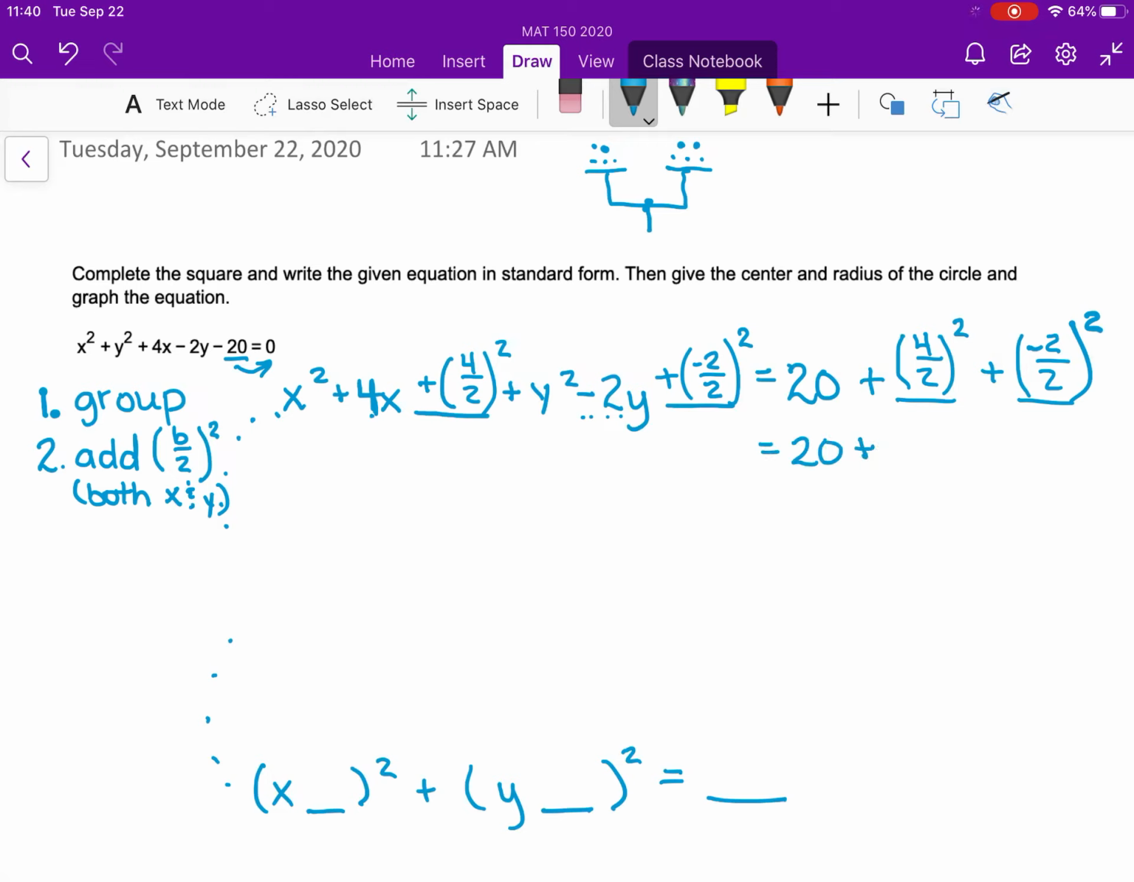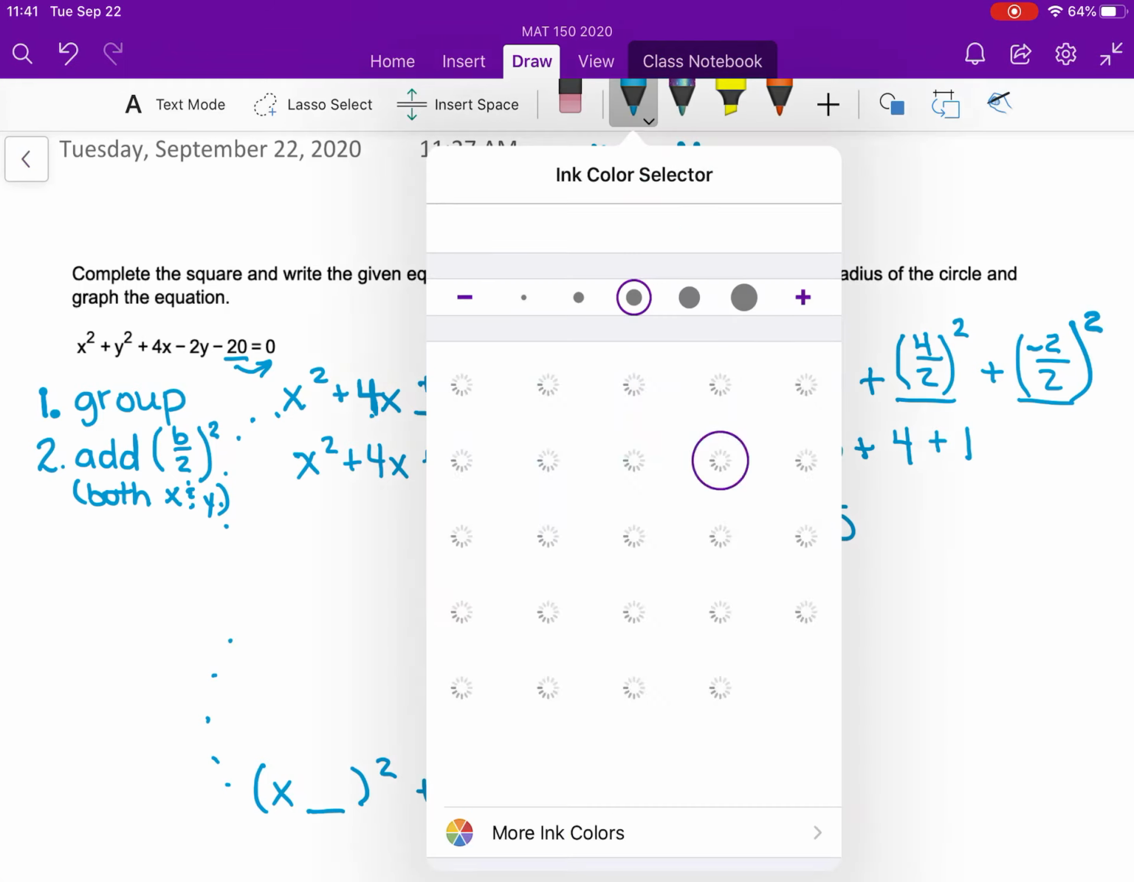Okay. Let's just do the easy math side first for a second. 4 divided by 2 is 2. 2 squared is 4. Negative 2 divided by 2 is negative 1. Squared is 1. Okay. So this side I get 25. Okay, that's looking good. This side, if I simplify, I already discovered that that was 4 and that this was positive 1.